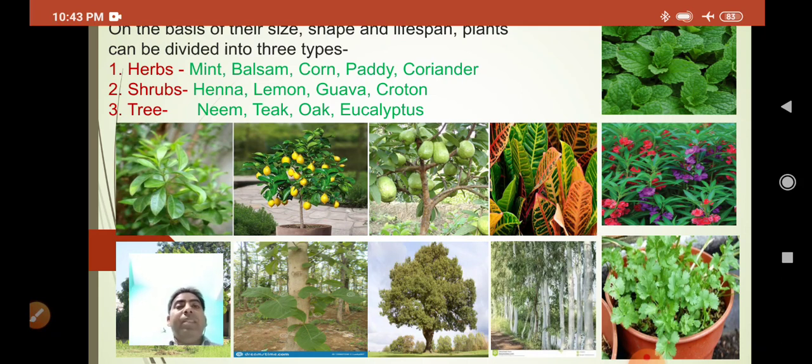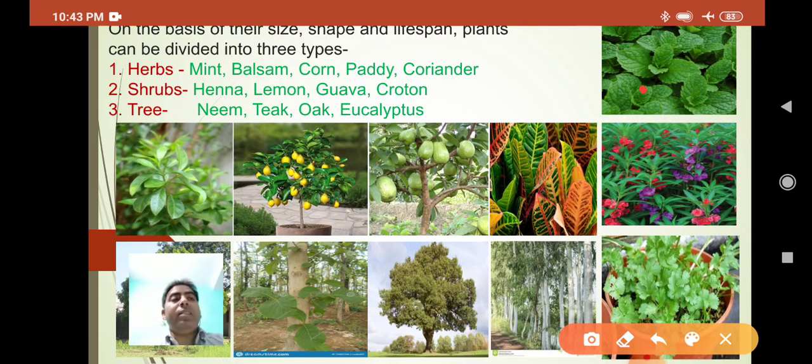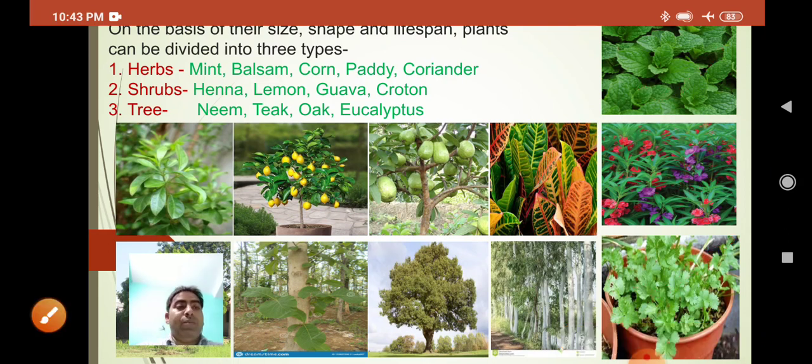I have given the example here of mint. This is the mint. Then the balsam. Corn is not there in the figure. Paddy and coriander, this is the coriander. Another example of herbs is tomato. Sunflower is also there, mustard is also there, and wheat is also there. These are the herbs.